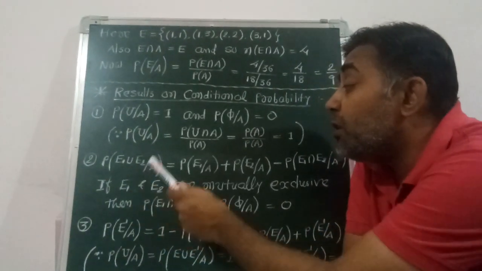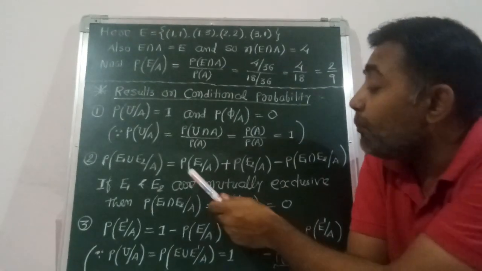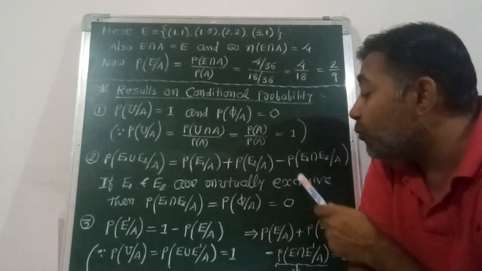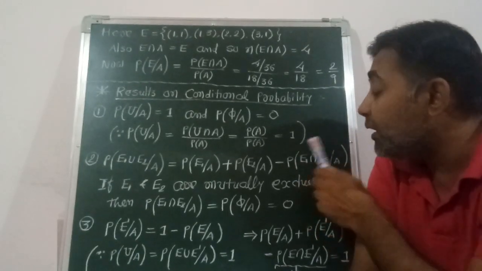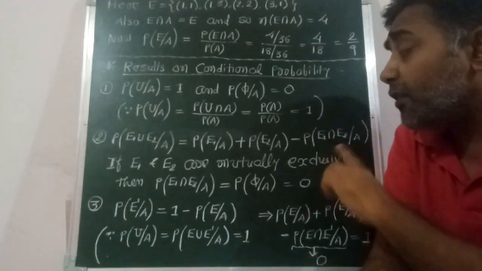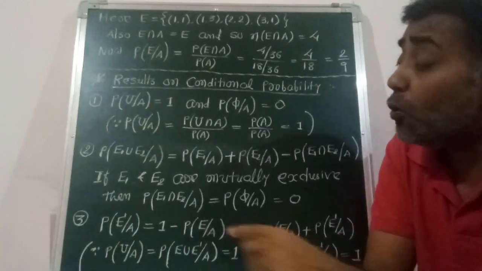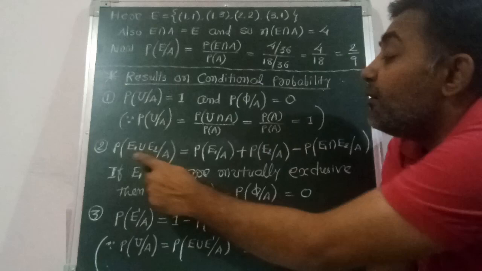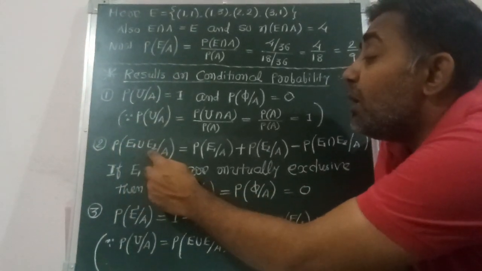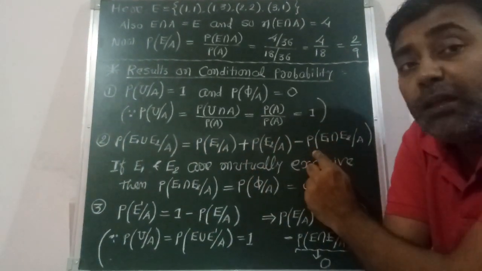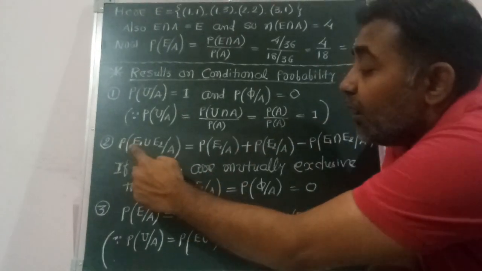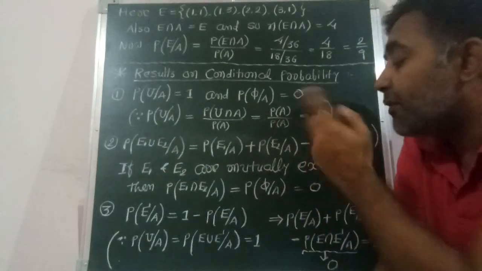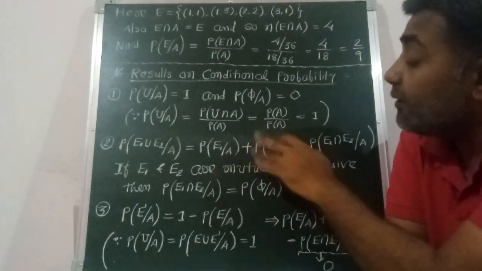Probability of E1 union E2 where A can be written as probability of E1 where A plus probability of E2 where A minus probability of E1 intersection E2 where A. This is the simple formula, as we know the probability of union of two events. Probability of A union B is PA plus PB minus P of A intersection B. Similarly here, E1 union E2, then E1 plus E2 minus E1 intersection E2. But here a condition is given.